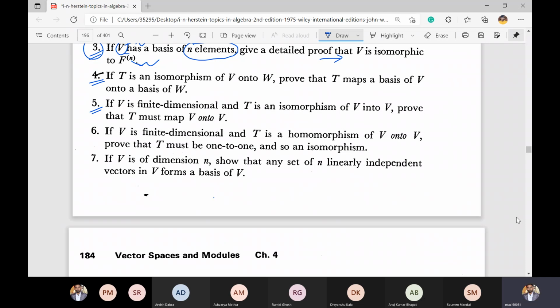Okay, so our question number 5. If V is finite dimensional and T is an isomorphism from V into V, then prove that T must be onto. It's saying T from V to V is a one-one isomorphism. Isomorphism essentially means a one-one homomorphism; the language of this book is a little bit different. Then it says that T must be onto. So how to solve this one?